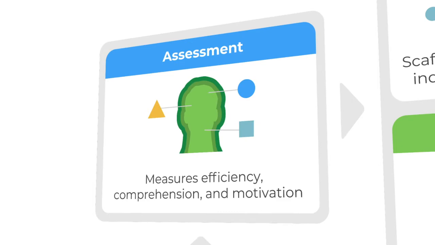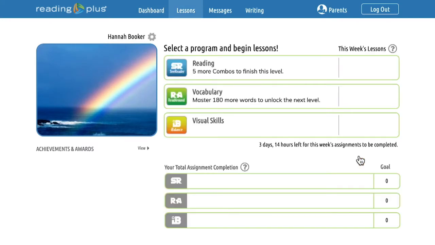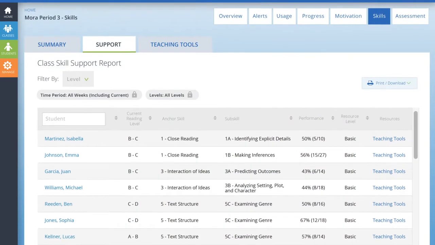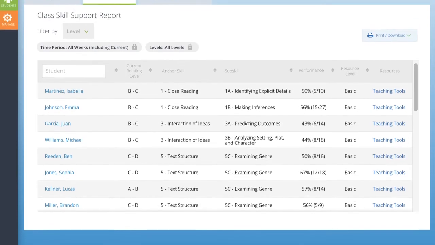Students start off in Reading Plus by taking an adaptive assessment called Insight. After the assessment, students move into personalized, adaptive, online instruction that is tailored specifically to their needs. Students complete lessons in reading, vocabulary, visual skills, and writing. As students work in the instructional components, the system uses the formative data to ensure that they're always appropriately supported and challenged. It also provides you with actionable information, including specific data about each student's comprehension strengths and weaknesses.